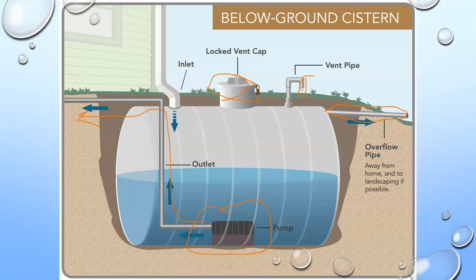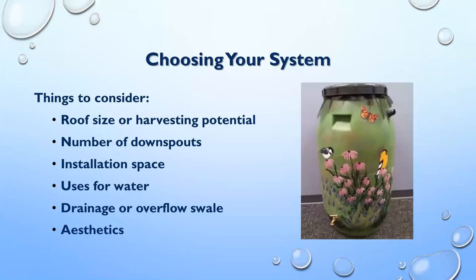So we started to talk about choosing your system. And that was a great question. All of these are really personal decisions. So you want to decide what is your harvesting potential? Go through and do the math and see what type of barrel or cistern works for you.